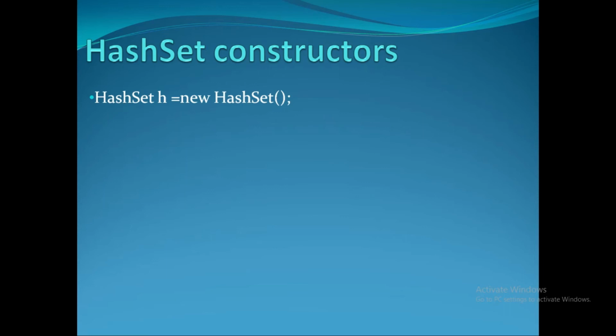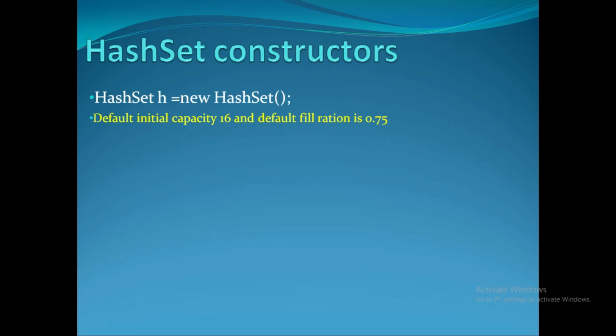The first one is HashSet equal to new HashSet. This is the default constructor. So what is the initial capacity for the HashSet? The initial capacity is 16 and the default fill ratio is 0.75. You may also find this fill ratio called the load factor. This is a new concept: fill ratio and load factor.